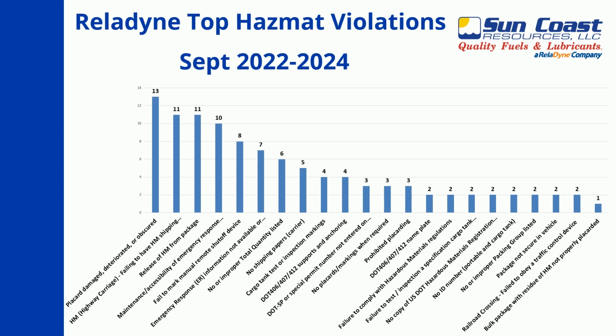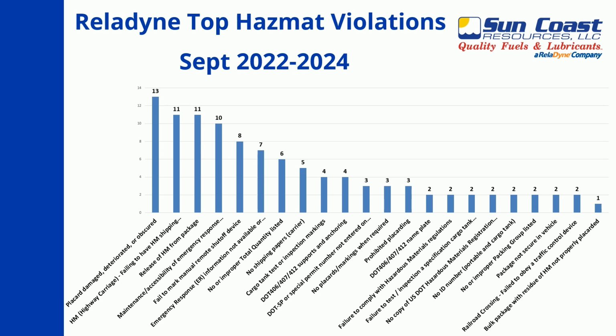5. Failure to mark manual remote shutoff device, 8 violations. 6. Emergency response information not available, missing, or not provided as required, 7 violations. 7. Improper or no total quantity listed, 6 violations. 8. No shipping papers, carrier, 5 violations. 9. Cargo tank test or inspection markings, 4 violations. 10. DOT 406, 407, 412 supports and anchoring, 4 violations.